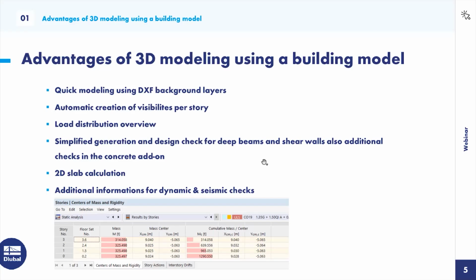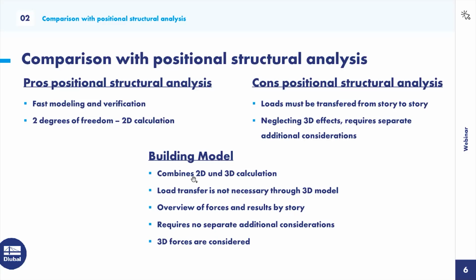Okay, then let's switch to the next chapter. Here is a little overview of a comparison with positional structural analysis. The pros of the positional structural analysis are, of course, that you can model this very fast and also do the design checks, and you only have 2 degrees of freedom in this 2D calculation.